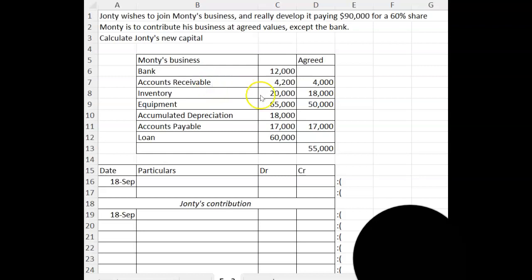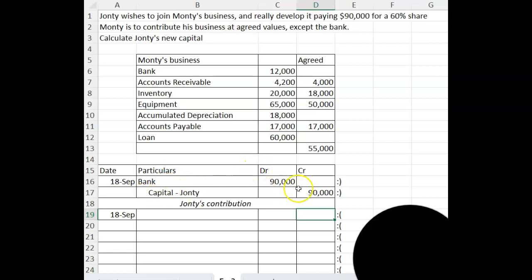So just reading through, we've got Monty's business, which is here, and Jonty's going to join, paying $90,000 for a 60% share. So we can do that first entry pretty easy. We can go debit bank, the $90,000, and credit capital for Jonty, 90,000.